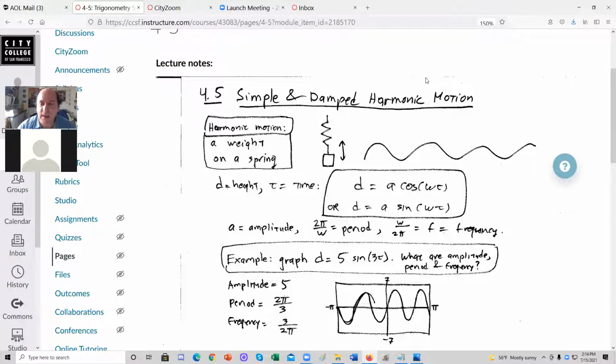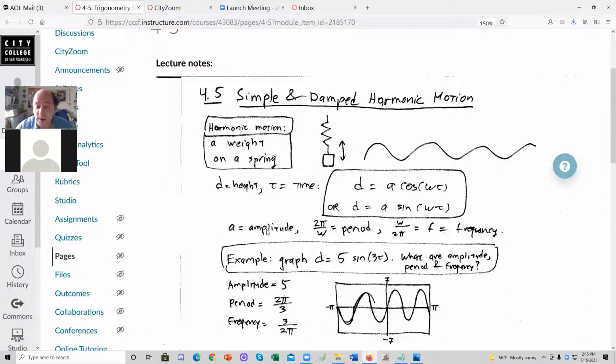Okay, this is simple and damped harmonic motion. Harmonic motion refers to the ideal abstract case of a weight at the end of a spring, and how far it is displaced from its equilibrium point. When it's displaced from an equilibrium point, a force moves it the other way, and as a result, it goes up and down and up and down. So if d is the height or distance, and t is time, then we have a sinusoidal motion: d equals a cosine omega t, or d equals a sine omega t. And of course, you could also have a phase shift, omega t minus phi.